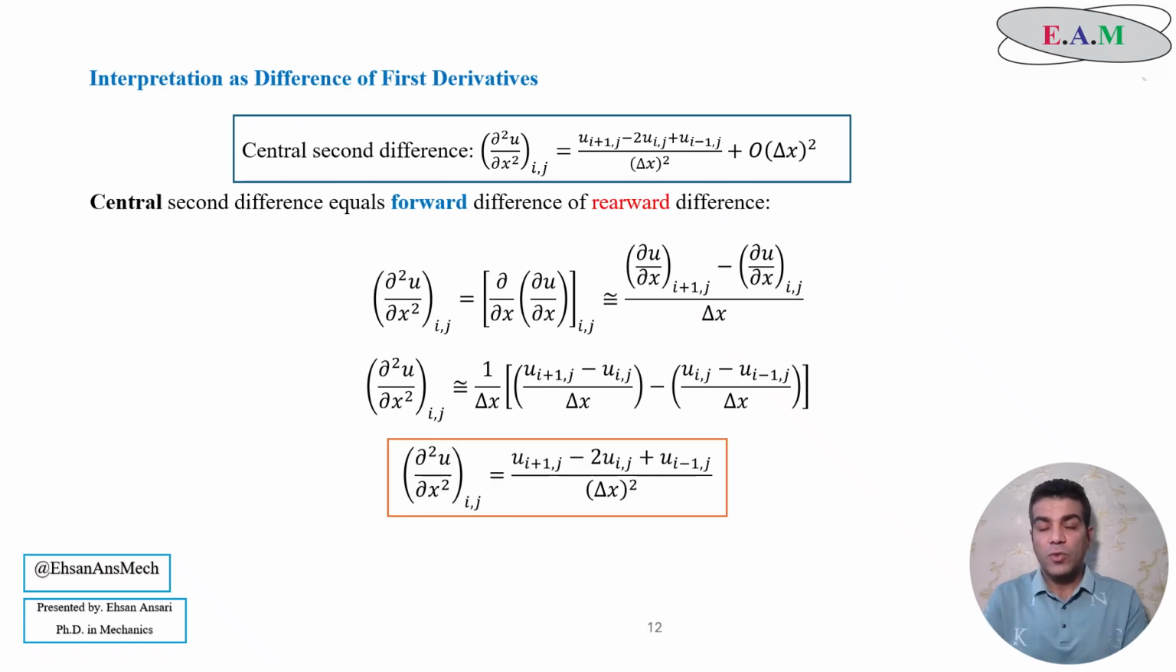Another way to see the second order central second difference is as the forward difference of the backward first derivative. This perspective can help with generalizing to non-uniform grids or higher derivatives.